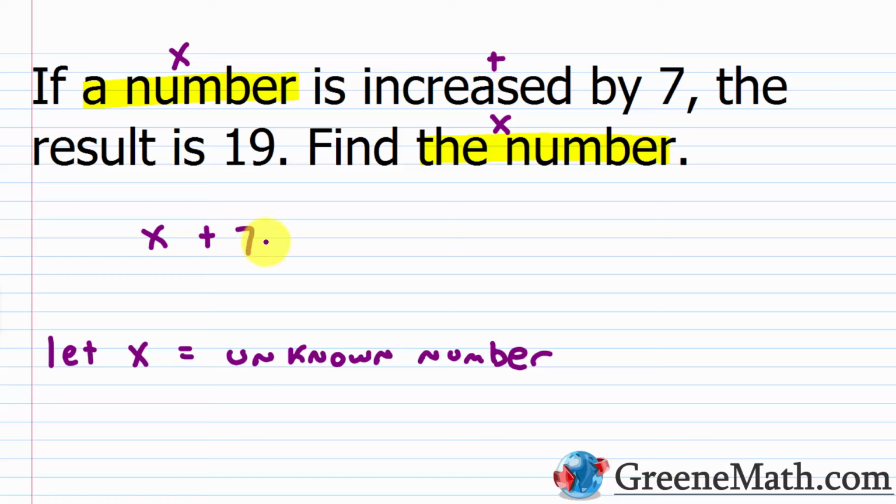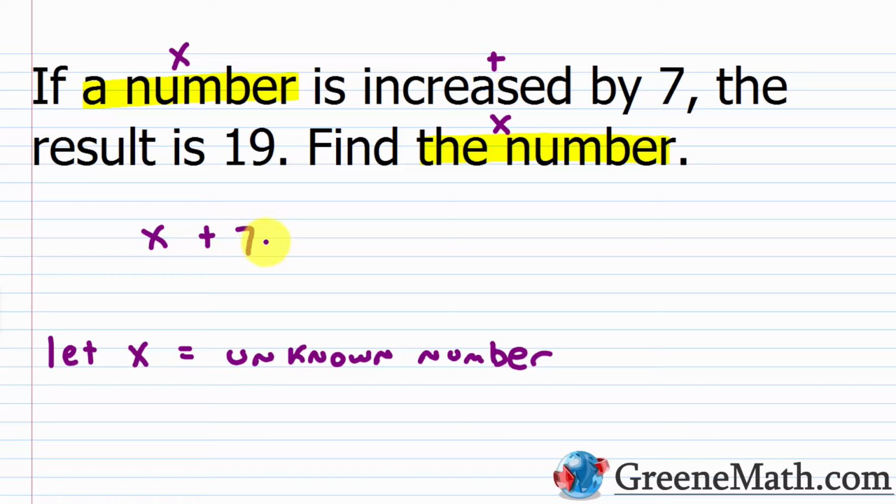So we're going to put equals here, and then we have 19. So once again, if x is increased by, we have our x here. Increased by, again, means plus. Then we have 7. 7's here. The result is, that means equals. And then we have our 19, so our 19 is here.